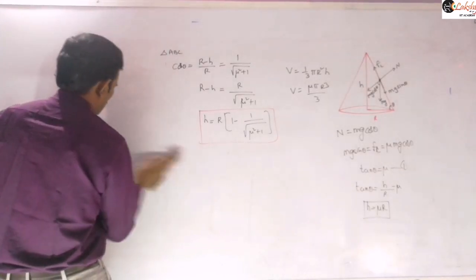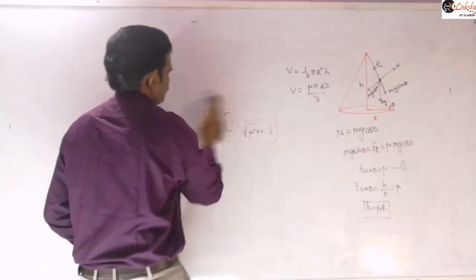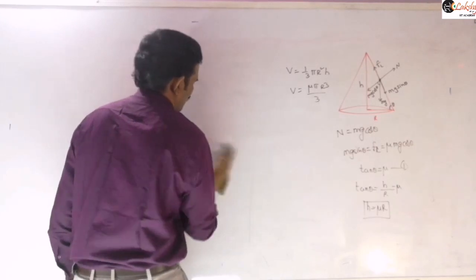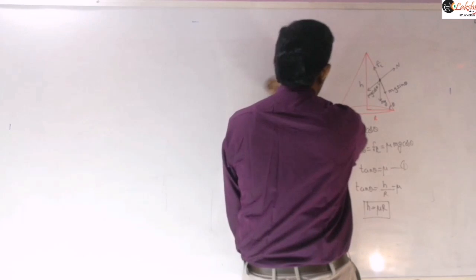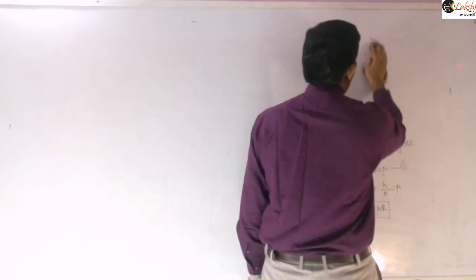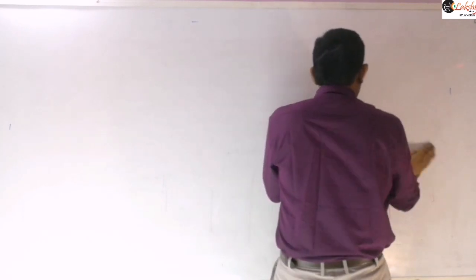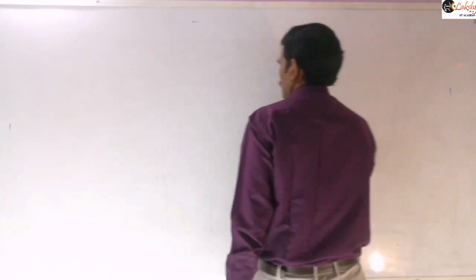Write the next problem, and related to chain one problem will be there. So let us write that chain problem. A uniform chain of length capital L is placed on a table.